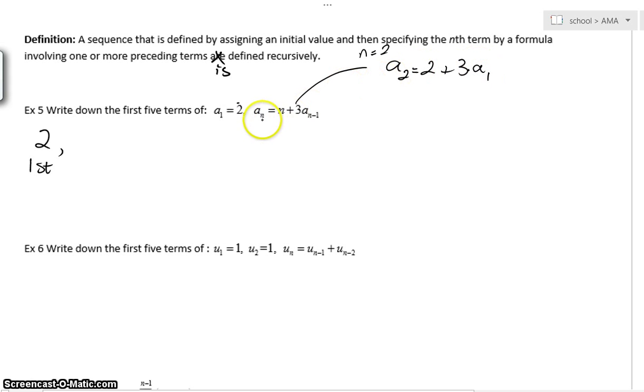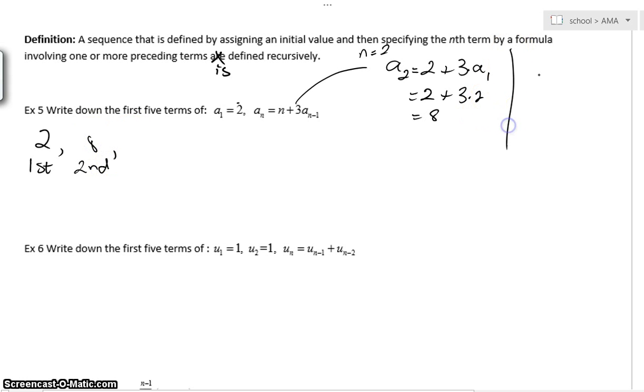So in other words, when n is 2, n minus 1 is the term right before it. It's a 1. We already know what a sub 1 is. In fact, they told us that it's a 2. So this is 3 times 2. 3 times 2 is 6. 6 plus 2 is 8. So our second term is actually an 8.